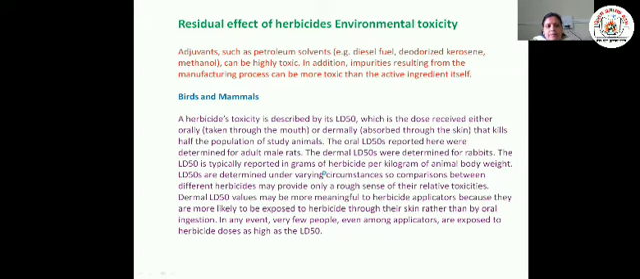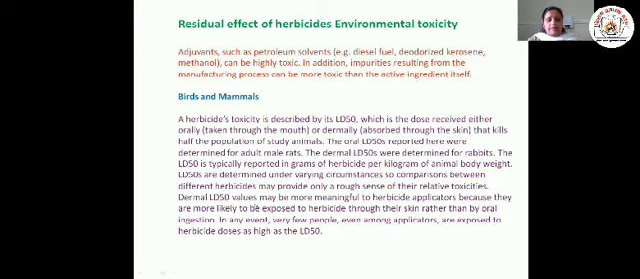The LD50 is typically reported in grams of herbicide per kilogram of animal body weight. How is it given? This chemical is given as grams of herbicide per kilogram of animal body weight. These are determined under varying circumstances, so comparison between different herbicides may provide only a rough sense of their relative toxicities.